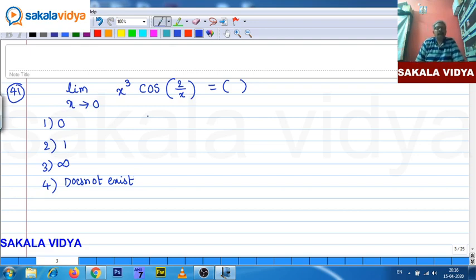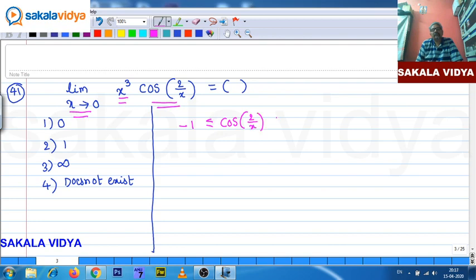Okay, now let us solve this question. After that, I will come to the chart. Limit x tends to 0, x cube into cos of 2 by x. This can be done using the sandwich theorem or squeeze principle. We have minus 1 less than or equal to cos of 2 by x less than or equal to 1, because the range of cos of 2 by x lies between minus 1 and 1. Multiply throughout with x cube. Then we get minus x cube less than or equal to x cube cos of 2 by x less than or equal to x cube.